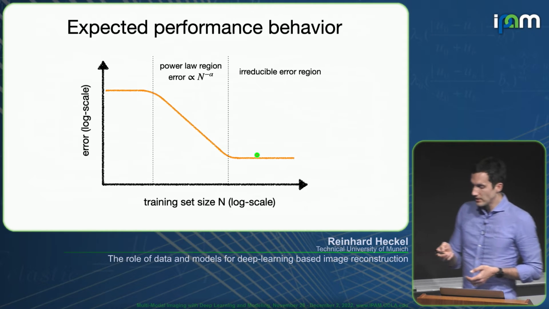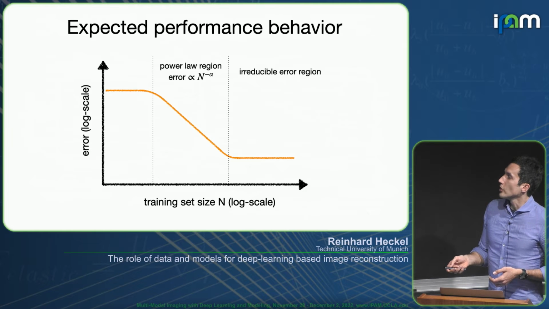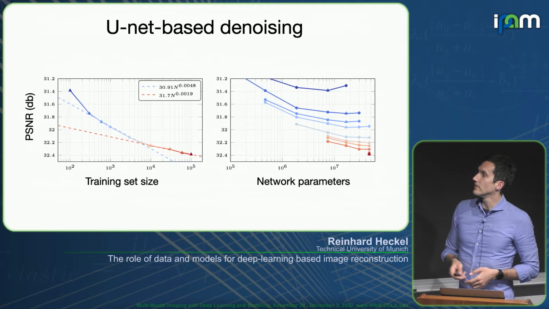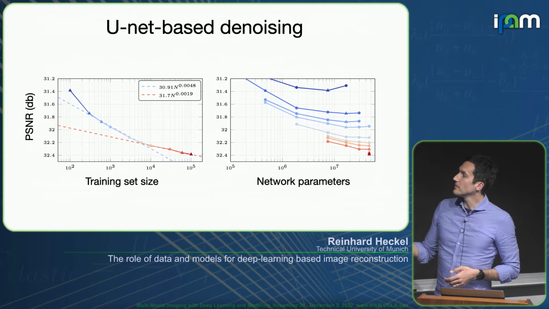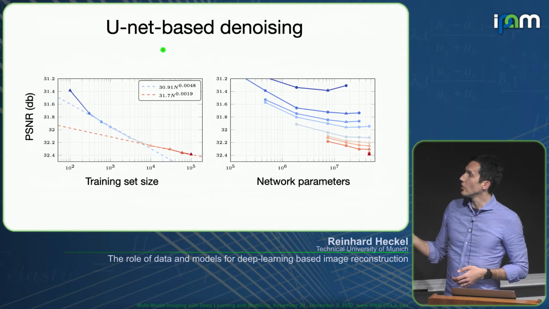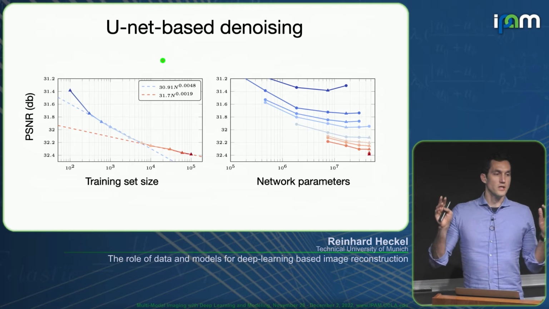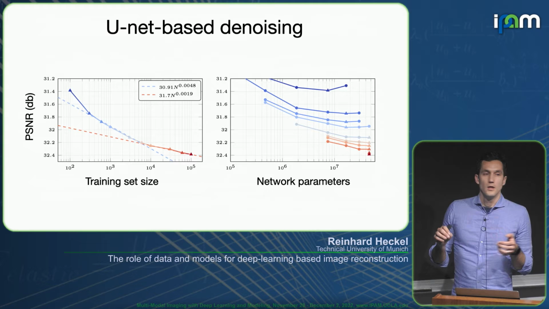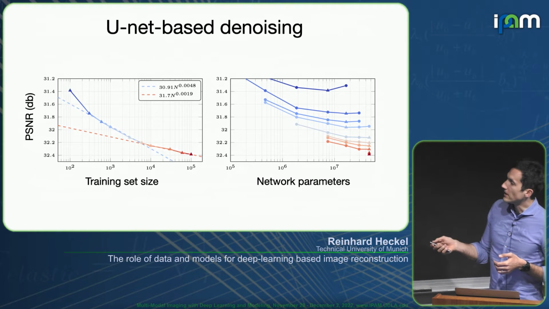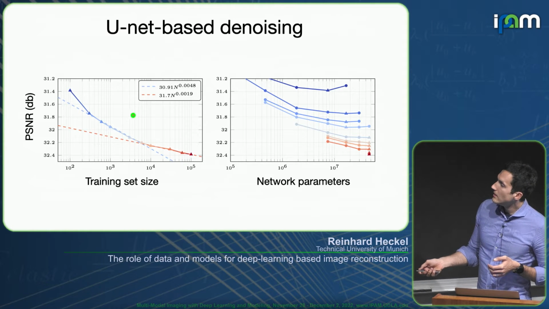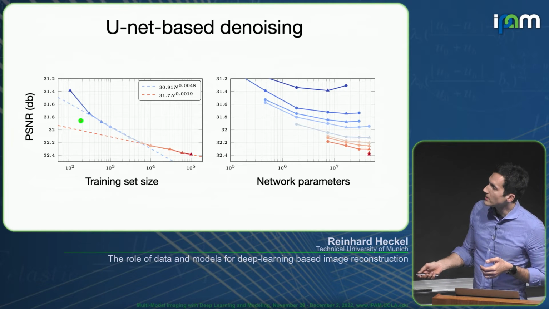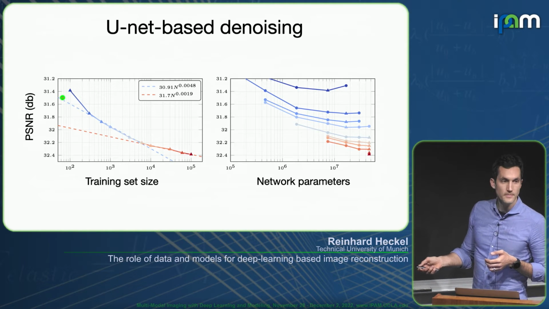Okay, so now let's look at some experiments in order to get some intuition on where we are. Here we do U-net-based denoising. That means we take a U-net, which is an extremely good CNN-based denoiser, and we do the following experiment. We take a certain training set size, for example, here we take 100 images.